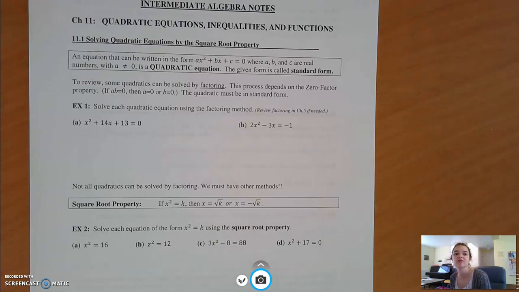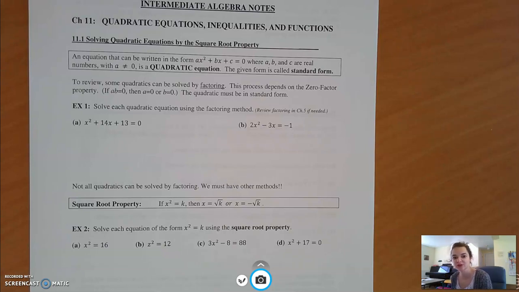In chapter 11, we're going to be dealing with quadratic equations, inequalities, and functions. And we're going to start out with different methods of solving quadratic equations. In 11.1, we're specifically going to look at a review of factoring, and then solving by the square root property.